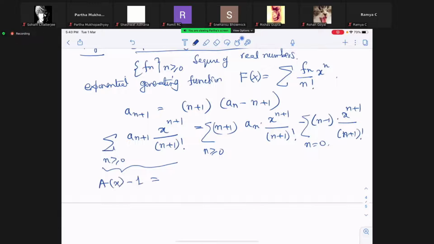So n plus 1 goes and you get n factorial. And then there will be an x term coming out. And what do you have? x power n over n factorial, sum over n from 0. So this is x, right? And what is the next term?